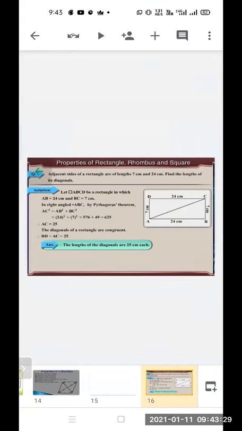Here some questions are there. Let us see the first question. Adjacent sides of a rectangle are of length 7 centimeter and 24 centimeter. Find the length of its diagonal. What is given? Quadrilateral ABCD is a rectangle, and its sides are 7 centimeter and 24 centimeter. We have to find the length of the diagonal.